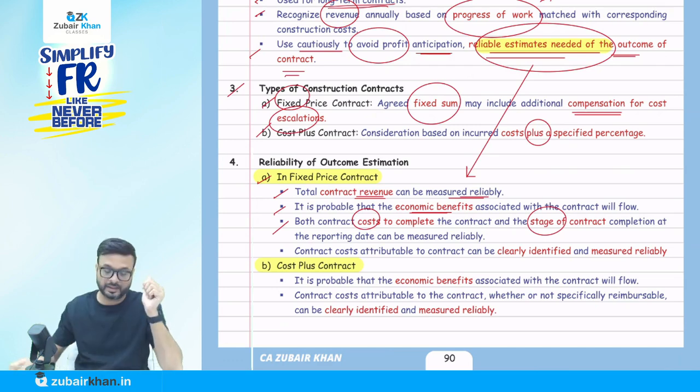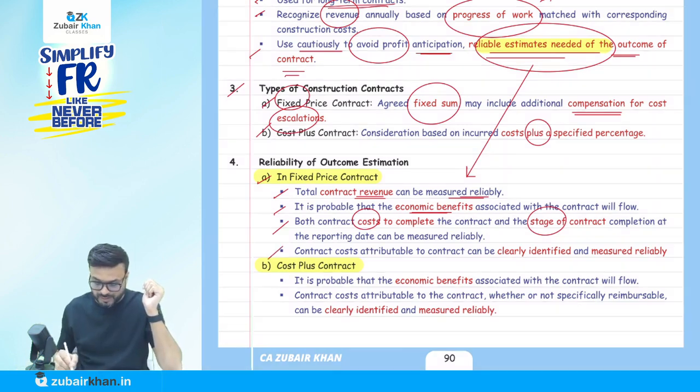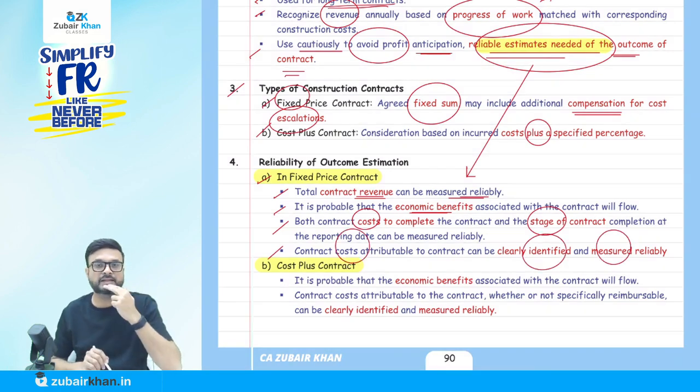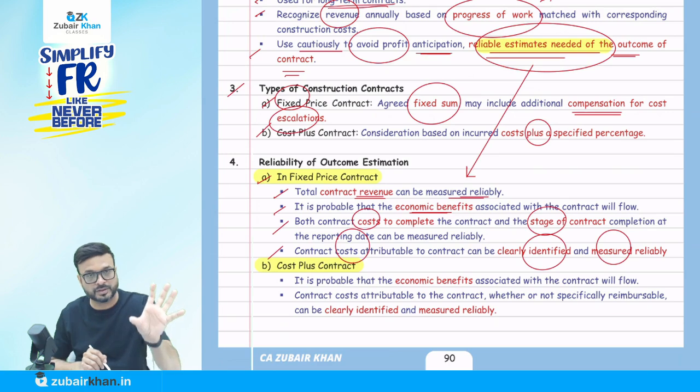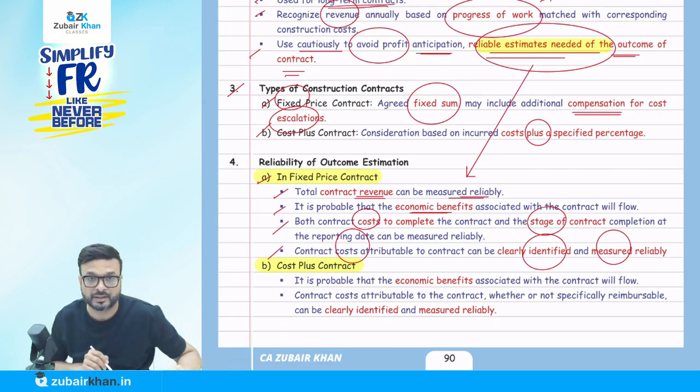And then they state the next point. Contract cost attributable to the contract should be clearly identified and measured reliably. So whatever the cost attributable to the contract, we should know how much is the cost for that particular contract, and it can be measured reliably.